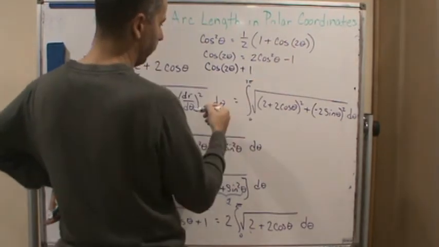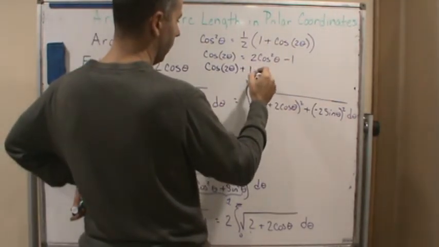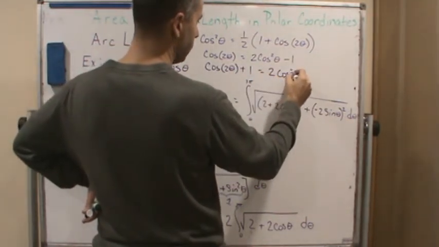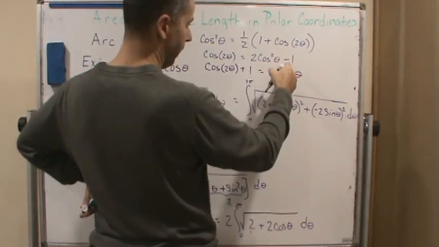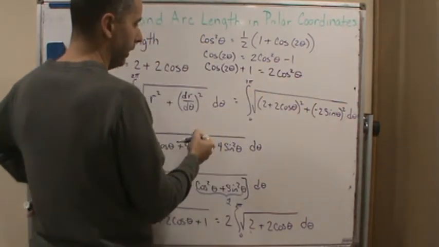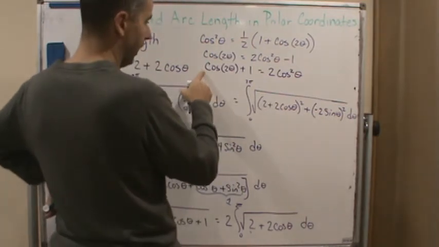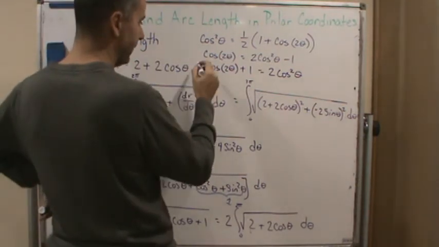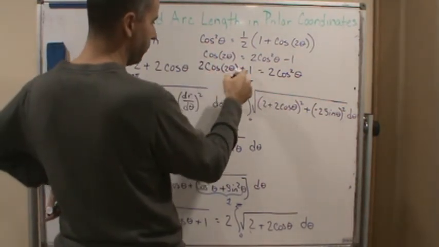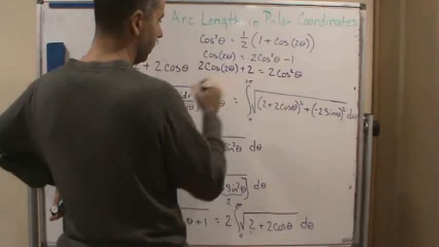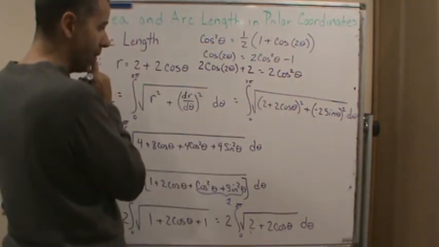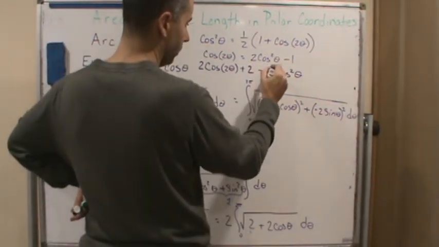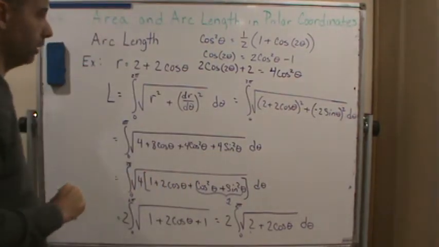So I'm kind of going backwards. It equals 2 cosine squared theta, because minus 1 plus 1 gives me 0. And now I'm going to multiply everything by 2. So if I do that, I get 2 cosine 2 theta plus 2 equals 4 cosine squared theta.